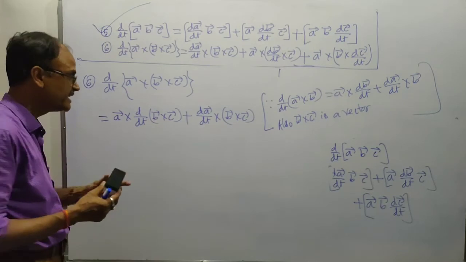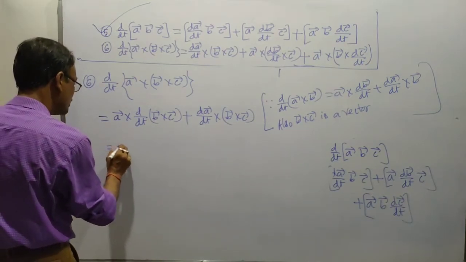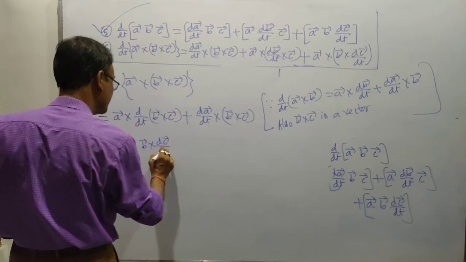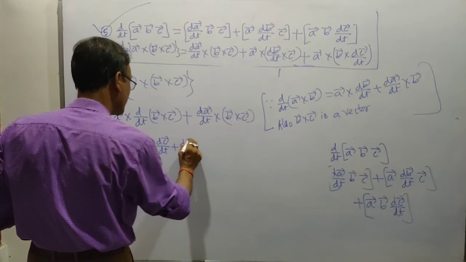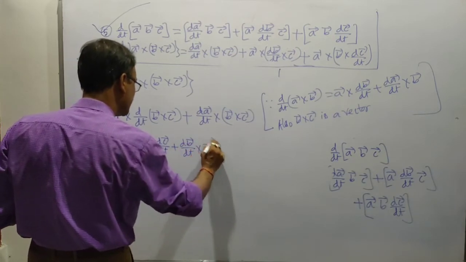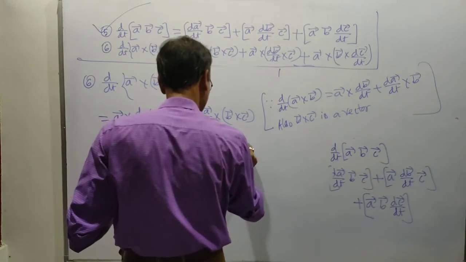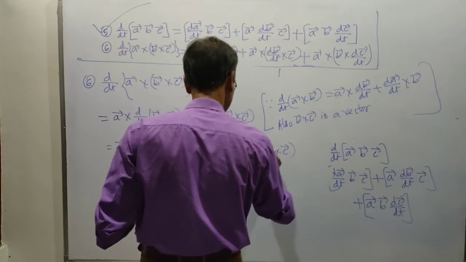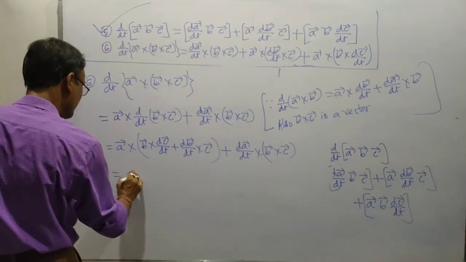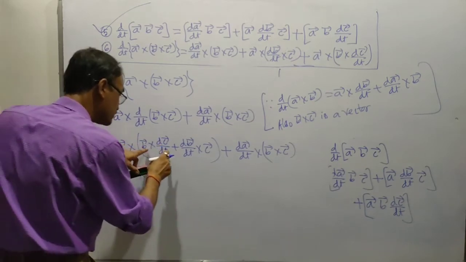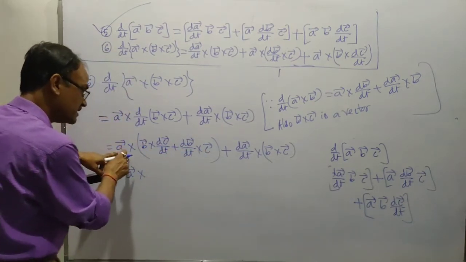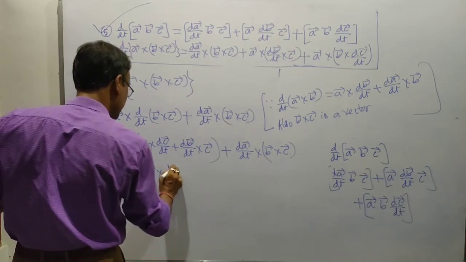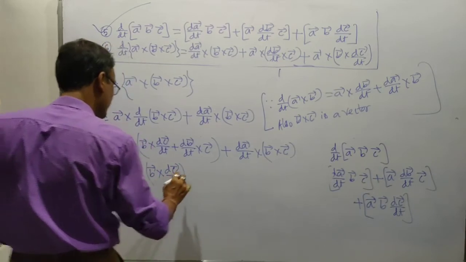Now, again apply this here, d/dt of b cross c. Again apply this. This is equal to a vector cross b cross dc/dt plus db/dt cross c, again apply this, plus da/dt cross b cross c. Thus it is a vector. Thus you may write like this.